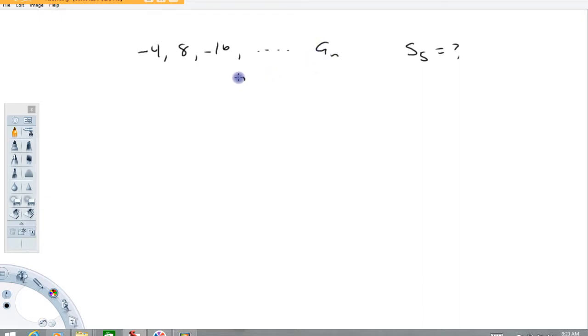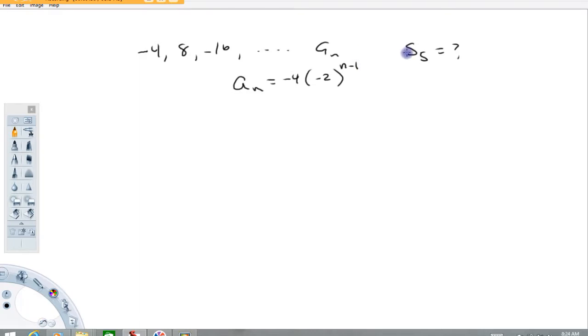We're going to want that a sub n value, no doubt, or a formula for the a sub n, and we get that by taking our starting value times the r value, the ratio, this guy to this guy, or you could do this guy to this guy, doesn't matter. That ratio is -2 to the n minus 1. And again, this would be true starting at n equals 1.